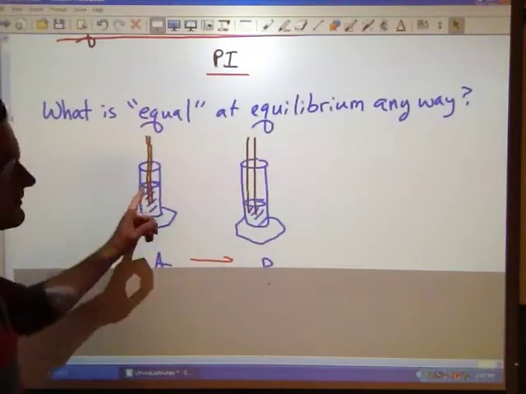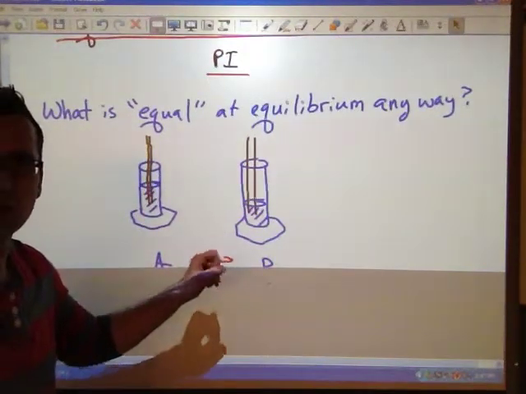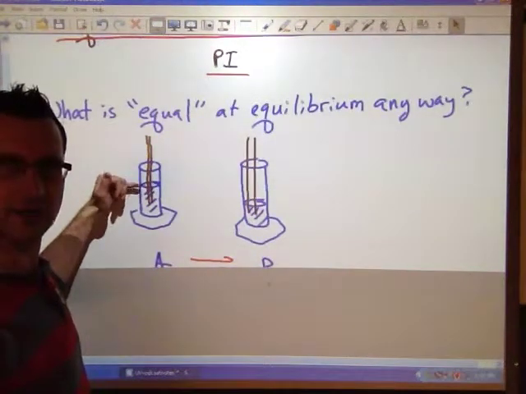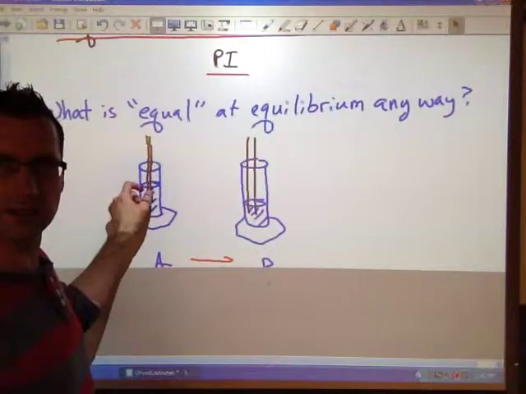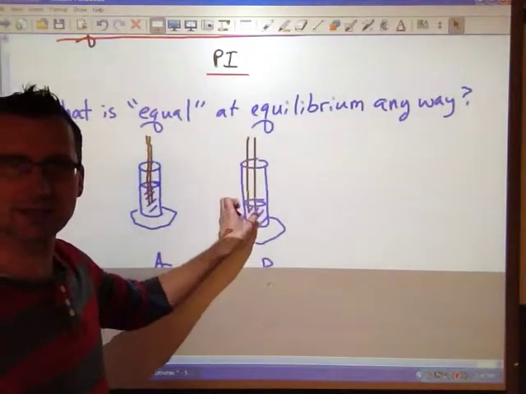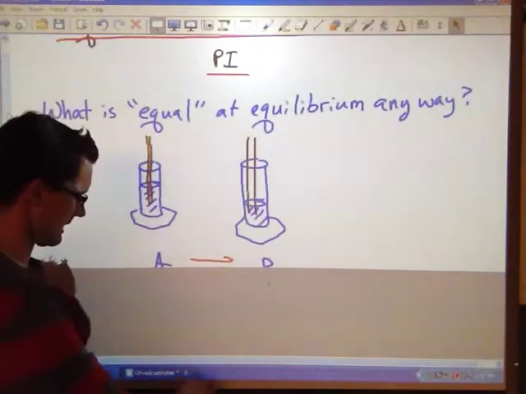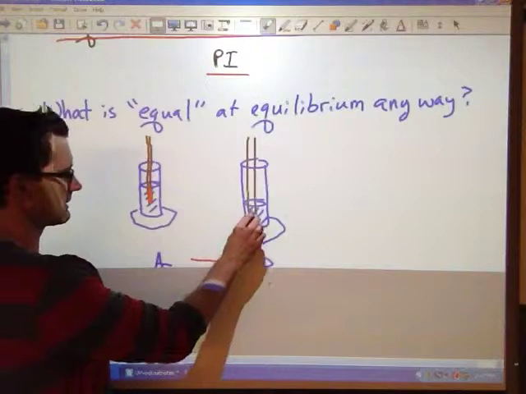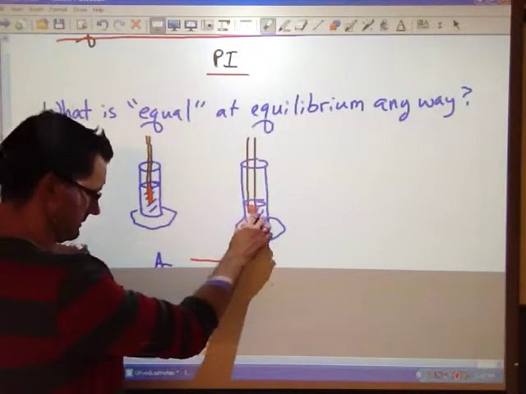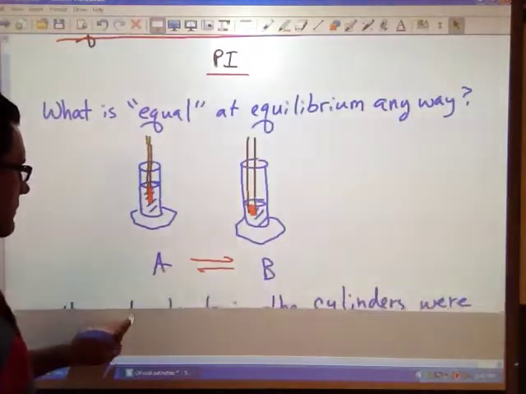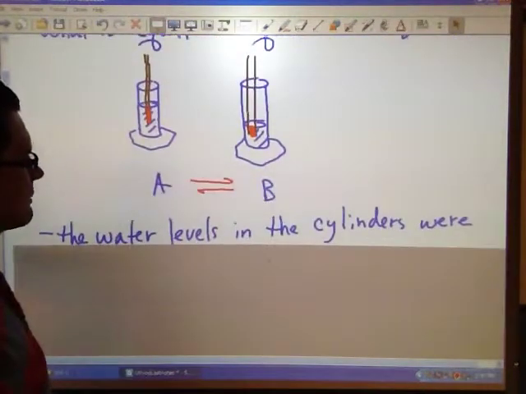It's certainly not the levels of the grad cylinders, but if you look closely here, the cylinder that has the higher level likely had the thinner straw in it, whereas the cylinder that had the lower level had the thicker straw. And if you were to look at the water inside each of the straws, those little volumes would have been equal. So it wasn't the level of the cylinders that was equal.